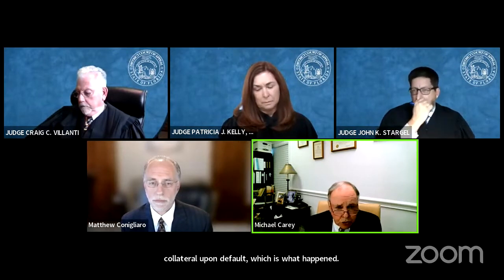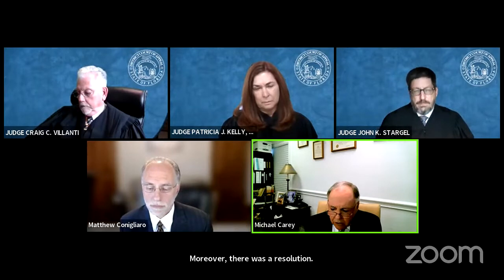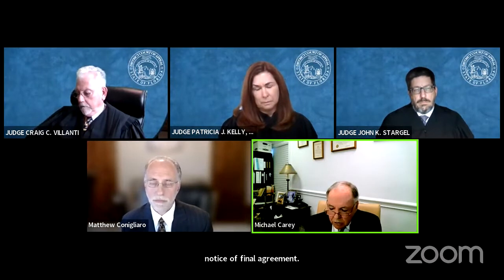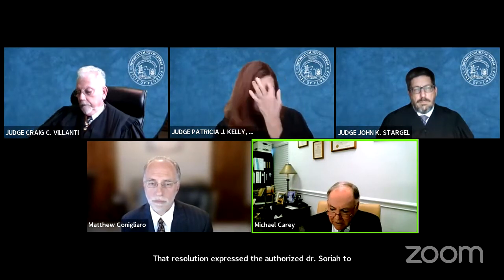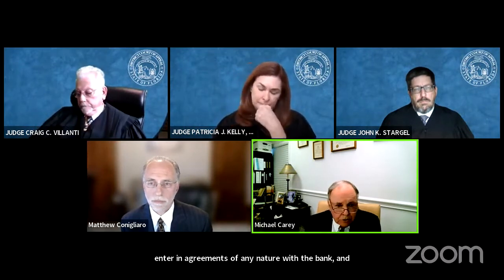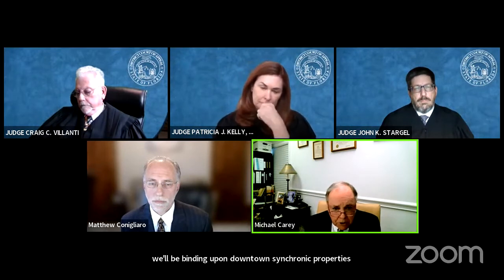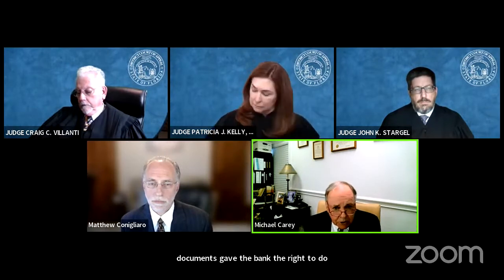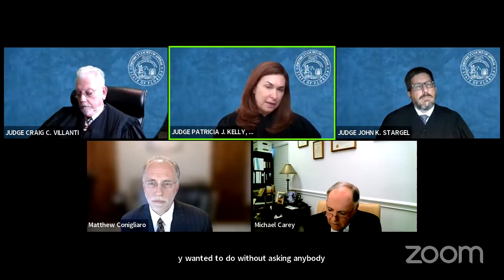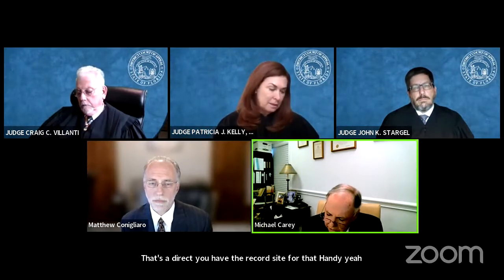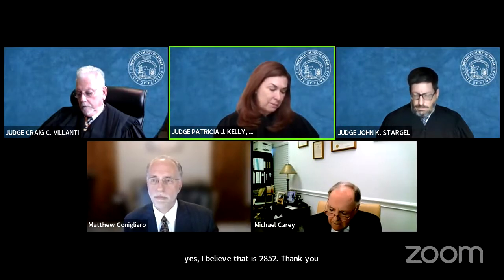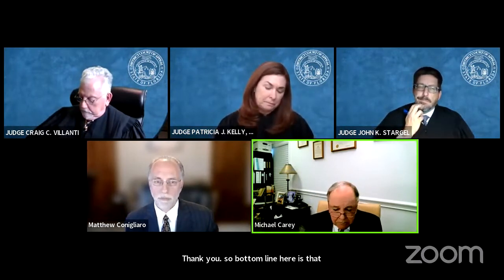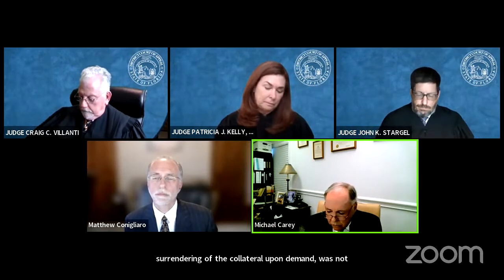Moreover, there was a resolution that Mr. Tanasia agreed to when he signed the final notice of final agreement. That resolution expressly authorized Dr. Soraya to enter into agreements of any nature with the bank and would be binding upon Downtown St. Pete Properties. Tanasia's counsel on record before the trial court admitted that the loan documents gave the bank the right to do whatever they wanted to do without asking anybody. And that's a direct point. Do you have the record cite for that handy? Yes, I believe that is 2852. Thank you. So bottom line here is that Soraya's surrendering of the collateral upon demand was not only authorized, but was required by the loan documents.